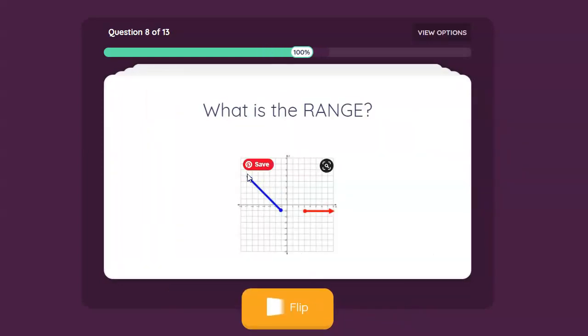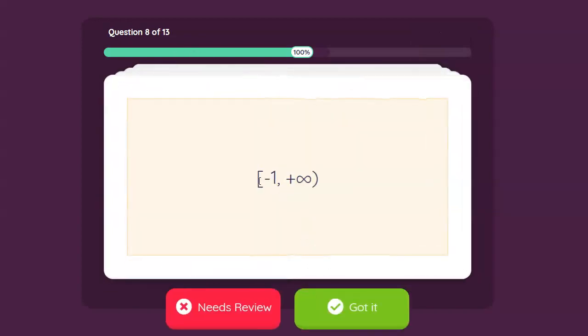This graph is going up and includes -1. This graph is at -1. They're kind of doubly included, so the range is all the values from -1 to positive infinity.